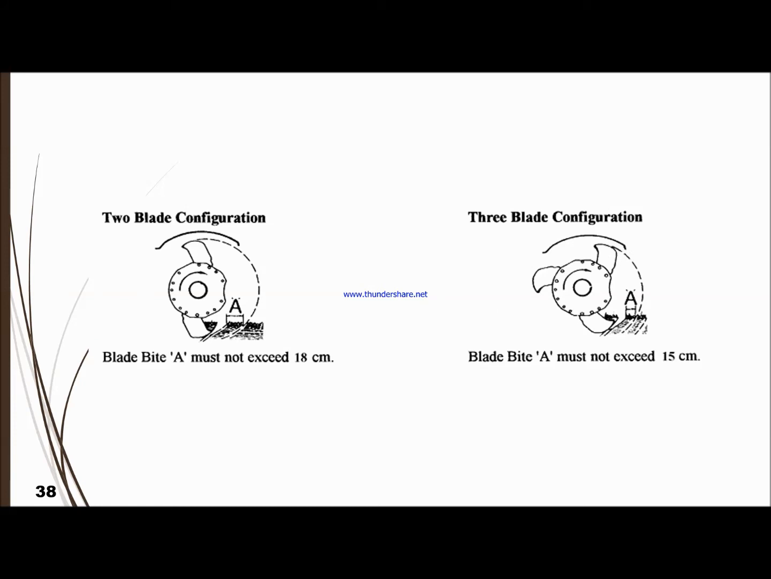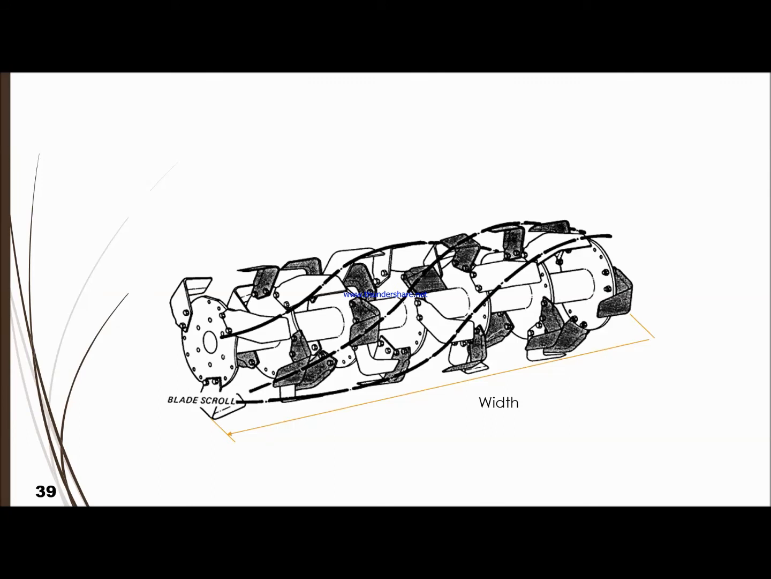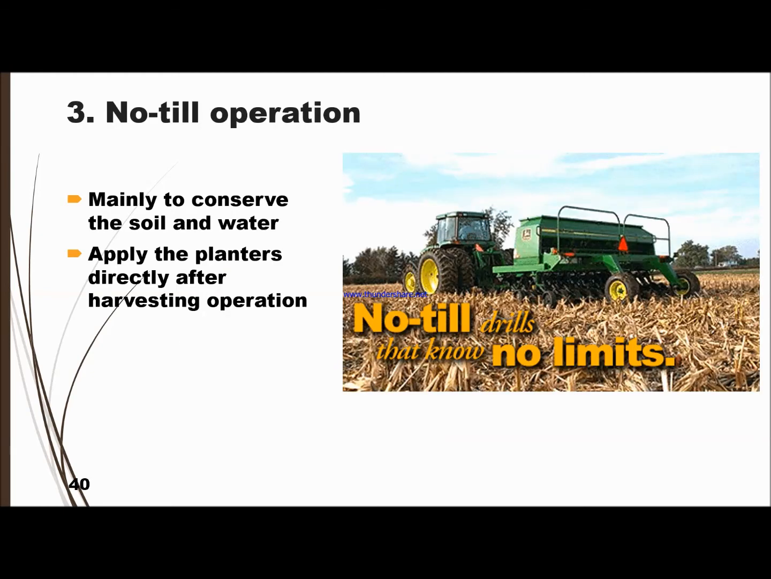Two blade configuration, you can have blade bite A, which is a configuration not exceeding 18 centimeter, or three blade configuration. Okay, this is another example. The width is normally measured from one end to the other, from the first knife, then the inner side, and then the last knife. That will be the width of the implement. Lastly, we have the no-till operation without any tillage operation, mainly to conserve the soil and water. This application is applied for the planters directly after the harvesting operation.